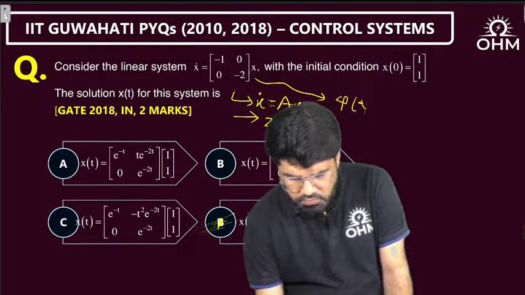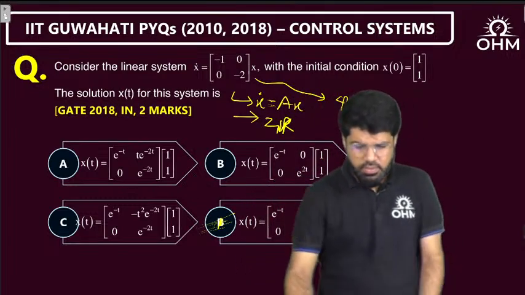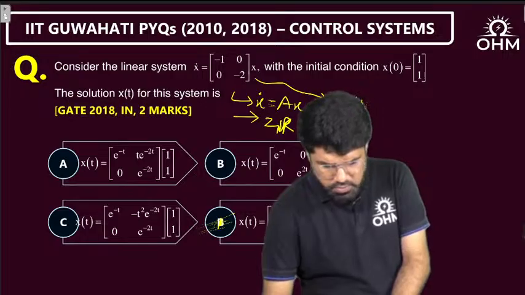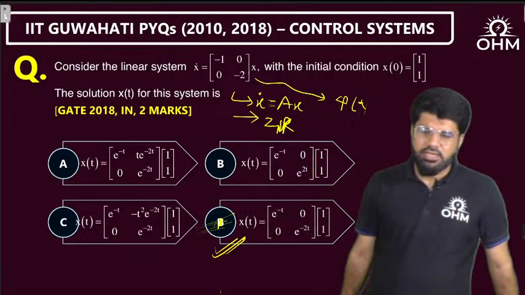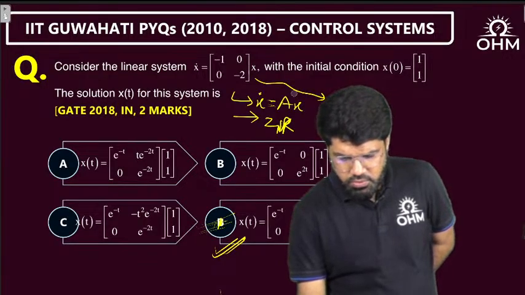The correct answer has to be D. Okay, I think orally at least it is clear to you. Orally at least I have explained to you.